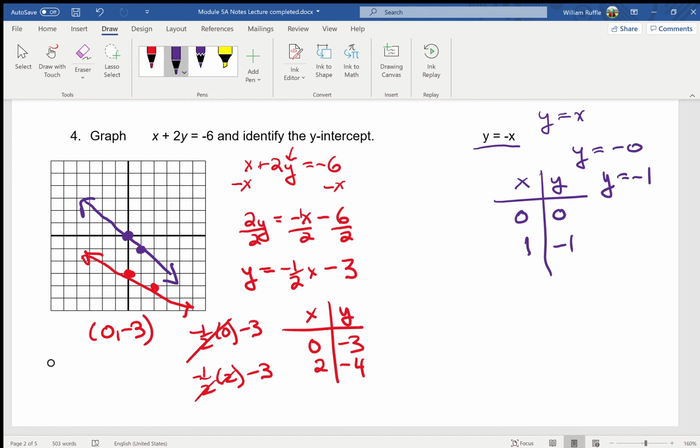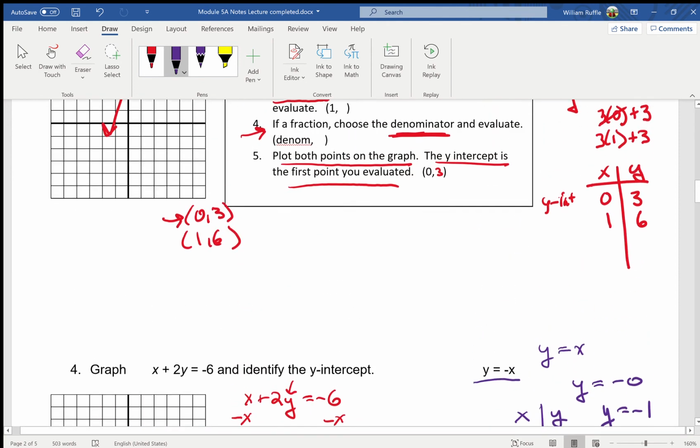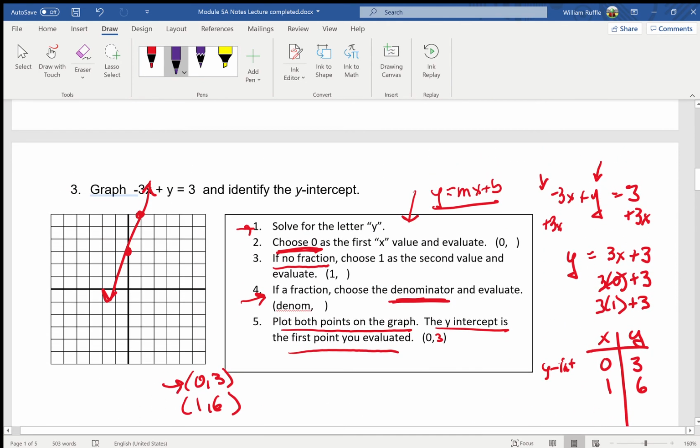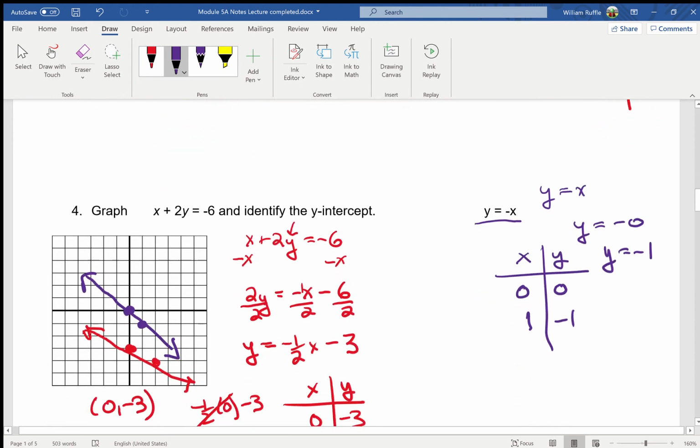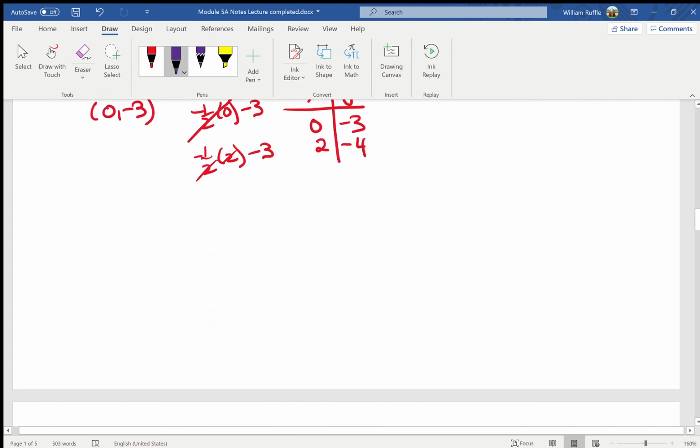Alrighty, and so if you do notice, both of these slopes were negative, and they're both going down to the right. Now, if I look at this first slope, this 3, which is the slope, is positive, and it's going up to the right. We'll talk more about that in the last part of this, because we're going to talk about slope.